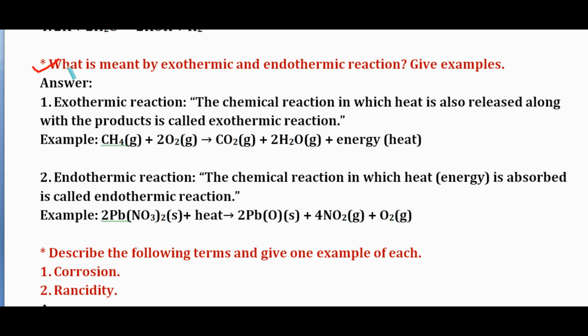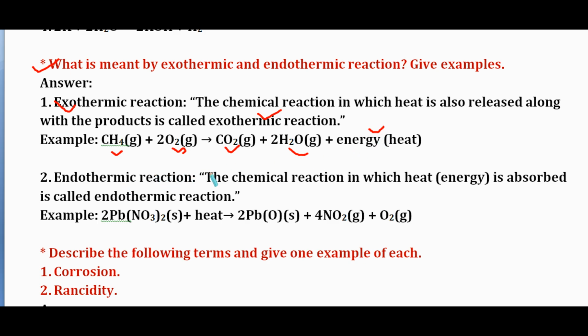Next question, what is meant by exothermic and endothermic reaction? Give examples. First of all, exothermic reaction. The chemical reaction in which heat is also released along with products is called exothermic reaction. Example, CH4 reacts with oxygen, this is methane, then forms carbon dioxide and water and heat. So it is an exothermic reaction.